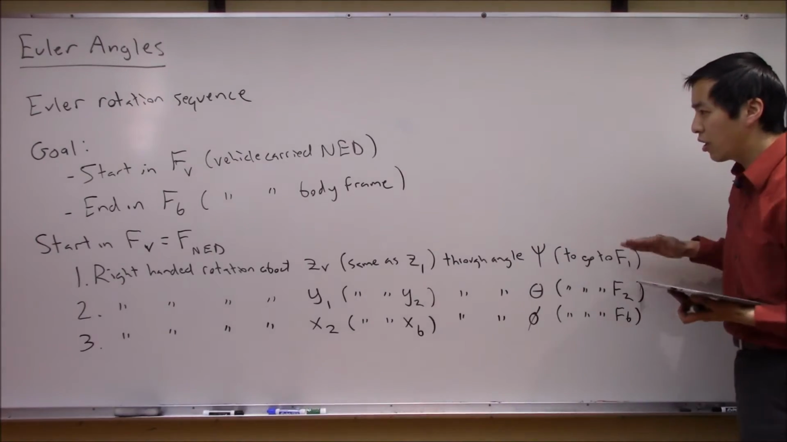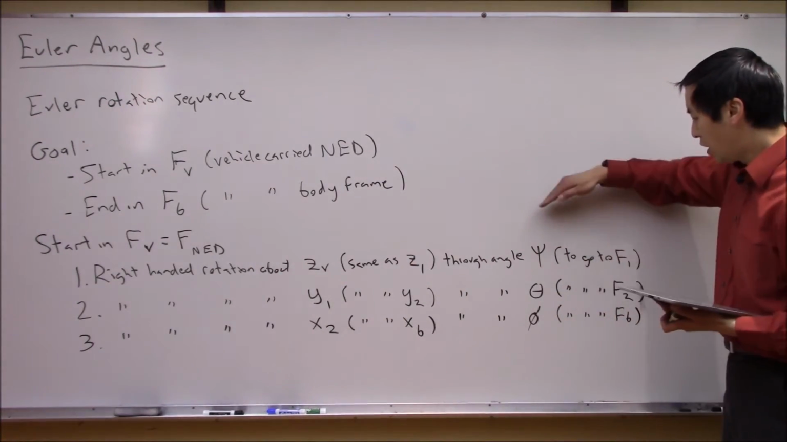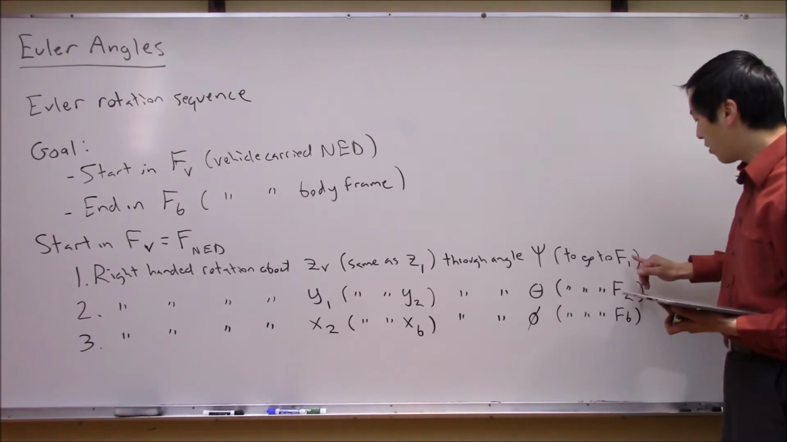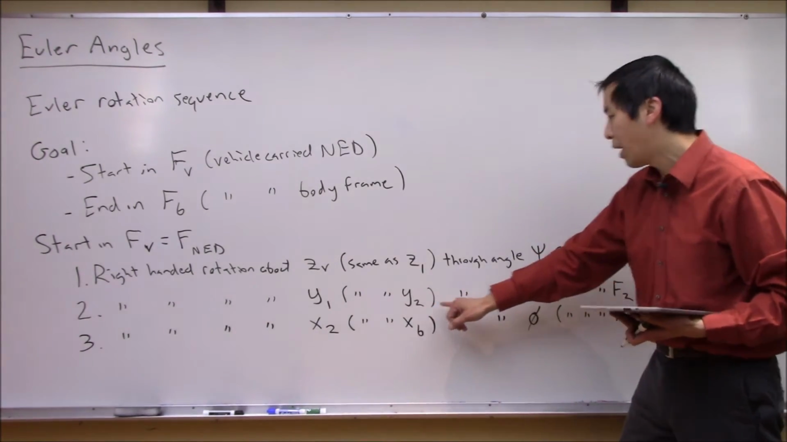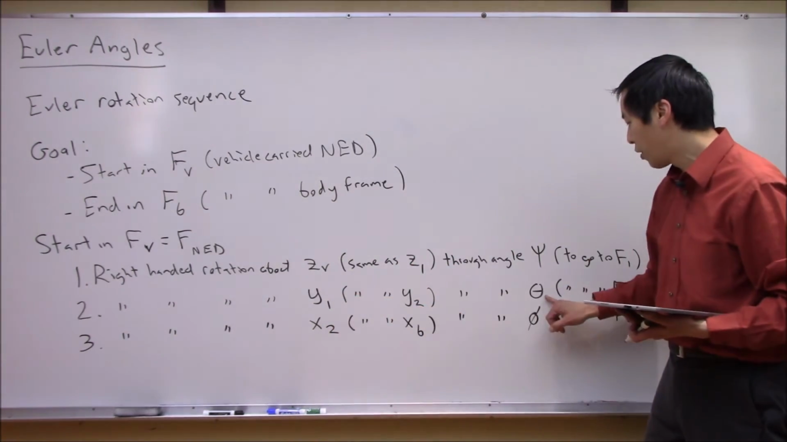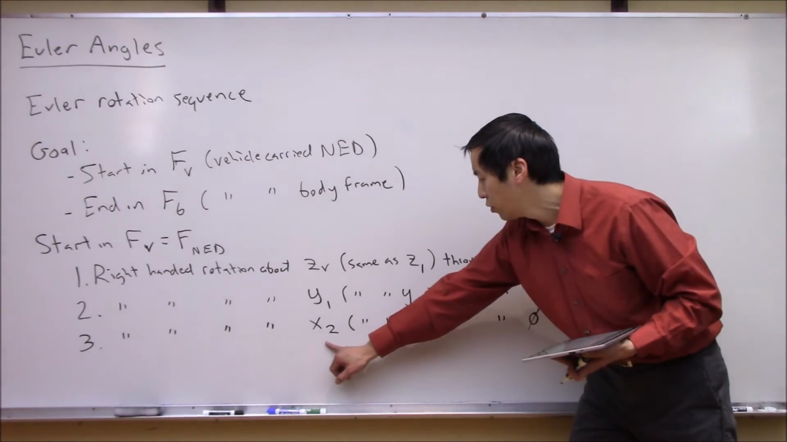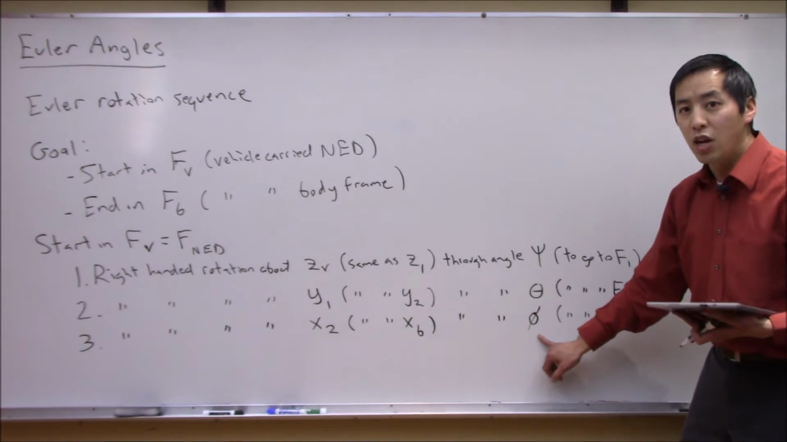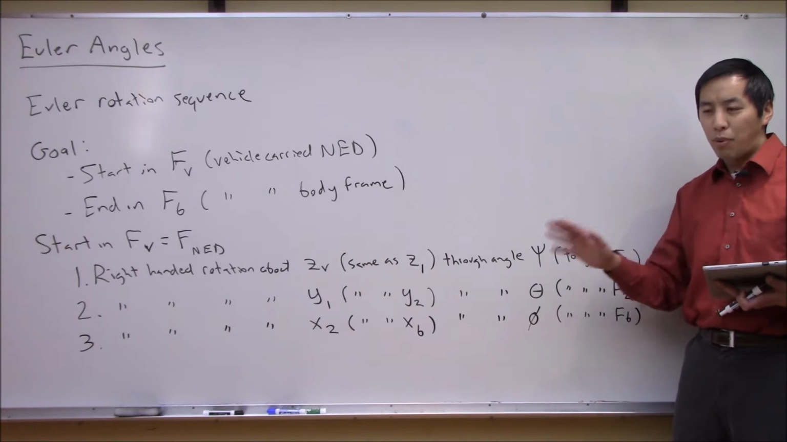We're going to start in the vehicle-carried north-east-down frame. We are then going to rotate through angle psi by rotating about the z-axis. That will get us to the 1 frame. Once we're at the 1 frame, we are going to then rotate about the y-axis through angle theta to get to the 2 frame. Then finally, we're going to go from the 2 frame by rotating about the x-axis through angle phi, okay?